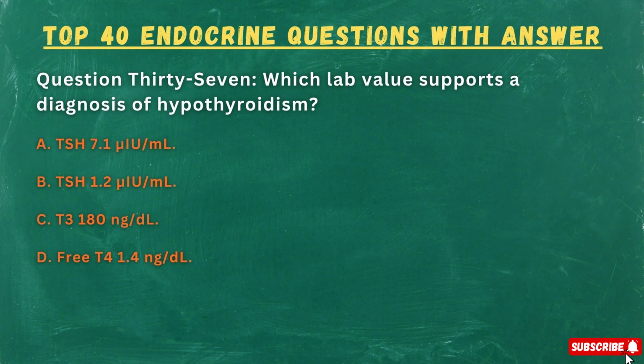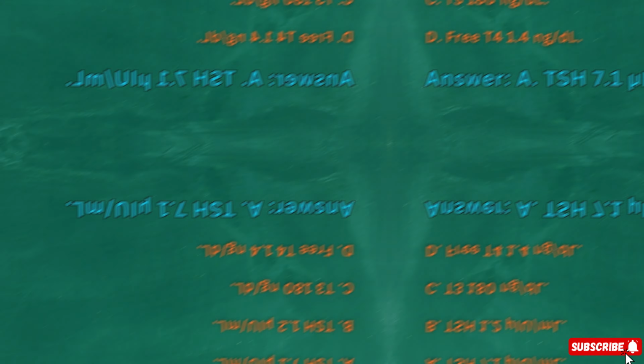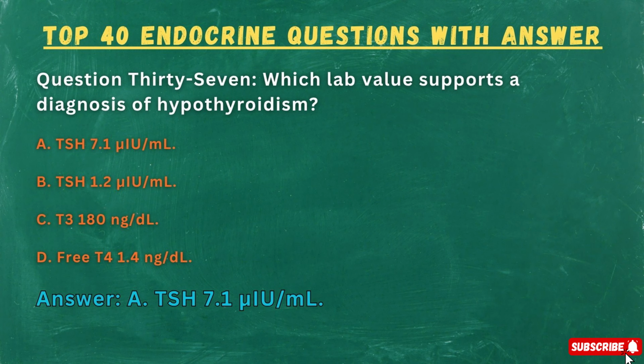Question 37. Which lab value supports a diagnosis of hypothyroidism? A. TSH 7.1 IU/ml. B. TSH 1.2 IU/ml. C. T3 180 ng/dl. D. Free T4 1.4 ng/dl. Answer: A. TSH 7.1 IU/ml.